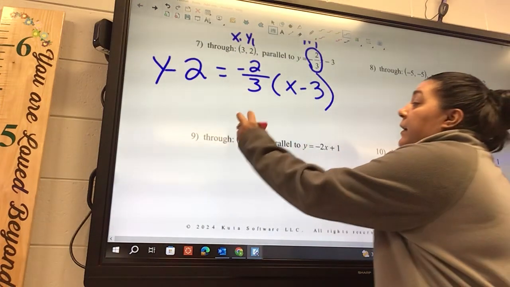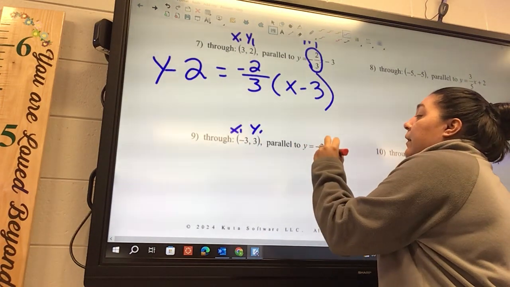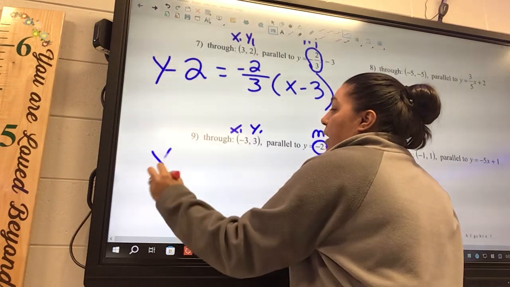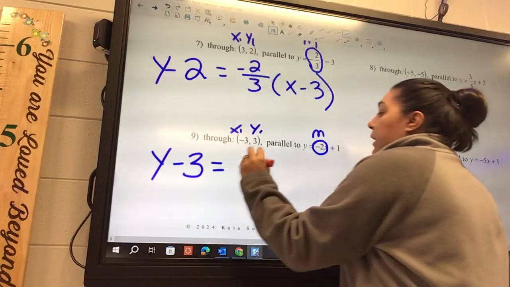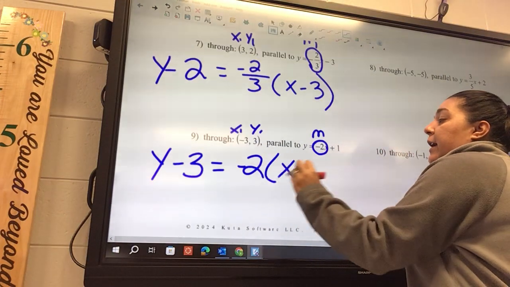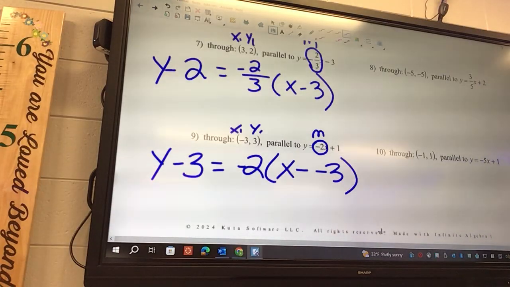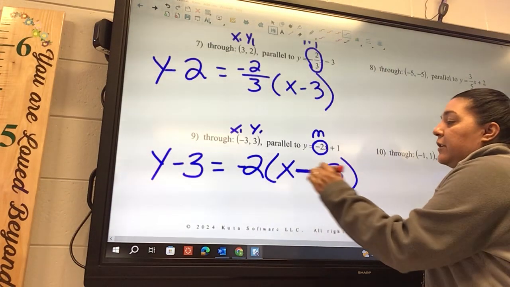Number 9 is going to be x1, y1, and my m is 2. So it's going to be y minus 3 equals -2, x minus -3. And we're going to change that to a positive.